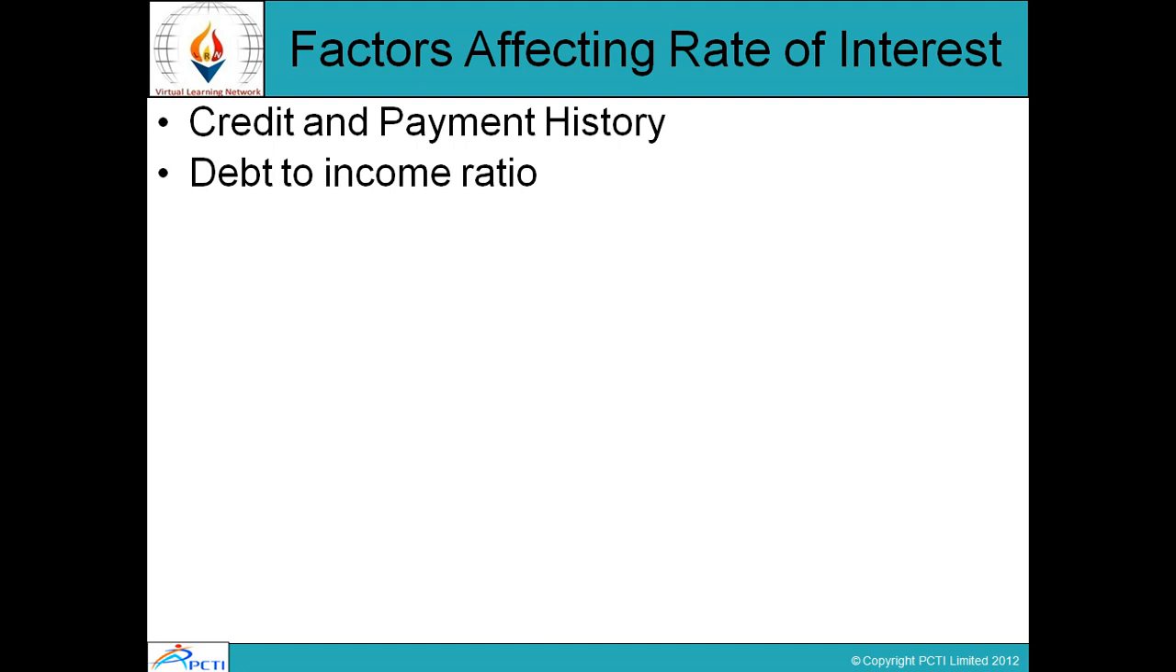Second is debt to income ratio. Your monthly debt obligations and income get converted to a debt to income ratio when you apply for a loan. Lenders often have a maximum ratio percentage that they will allow a borrower to have. Often, the higher the ratio, the higher the rate offered.